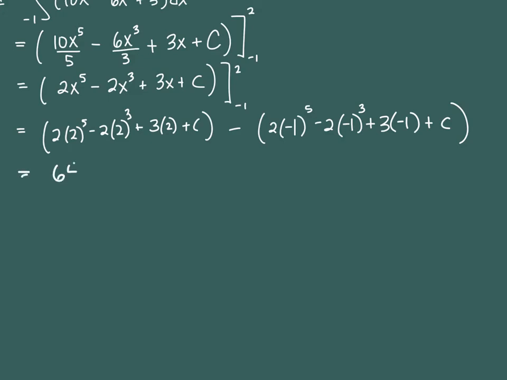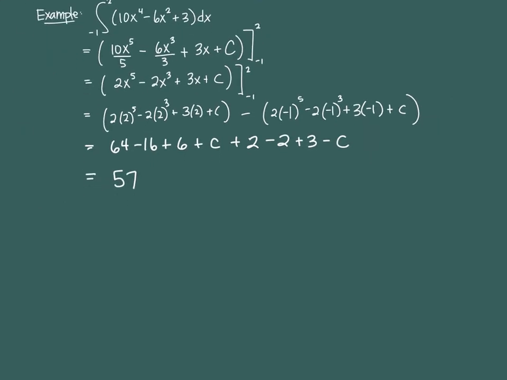So we're looking at 64 minus 16 plus 6 plus c, minus, in parentheses, negative 2 plus 2 minus 3 plus c. We ended up with a value of 57, which represents the area under that quartic curve between that and the x-axis.